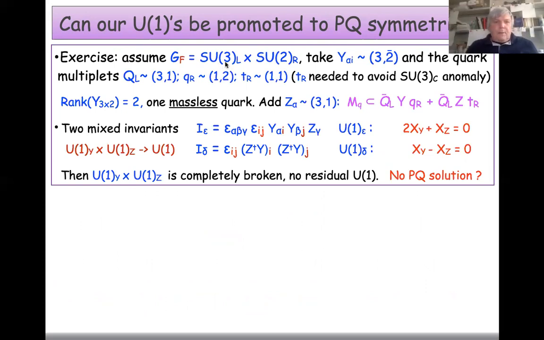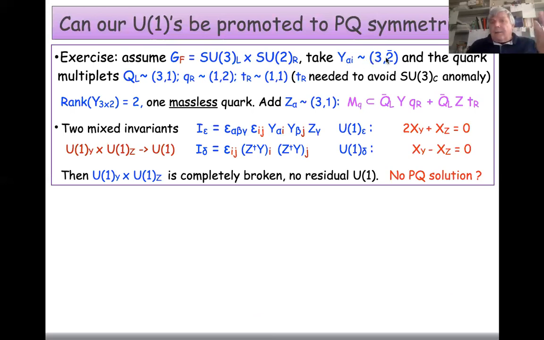Assume a simple symmetry, SU(3) left, SU(2) right. Take a scalar multiplet in the bifundamental, and take a triplet of left-handed quarks. Now, these are not standard model. Imagine they are KSVZ exotic quarks. So we have a triplet of left-handed quarks, a doublet of right-handed quarks, and we need to introduce an additional right-handed quark because we need to match left and right to avoid color anomalies, gauge anomalies. I call this additional quark T right.